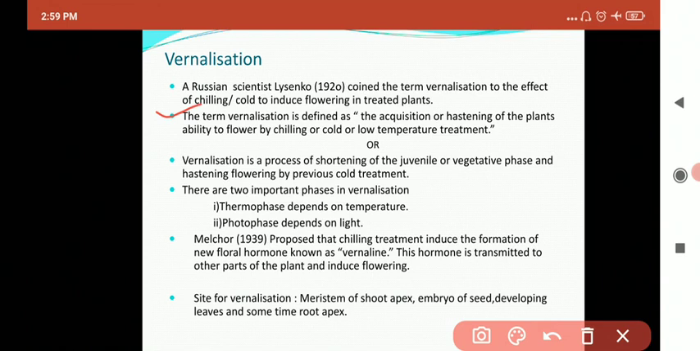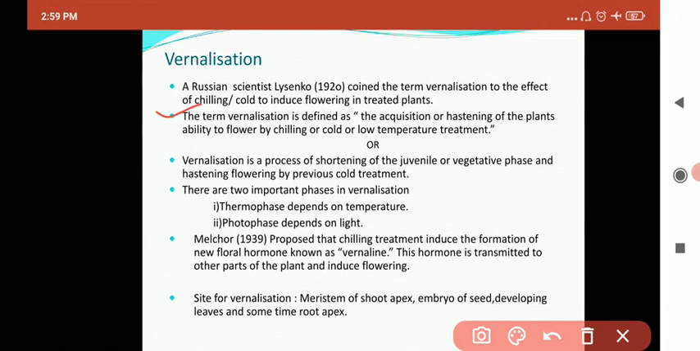By vernalization, the vegetative period is cut short, resulting in early flowering. In brief, vernalization is promoting flowering with cold. Vernalization is not possible in dry seeds. It is an aerobic process requiring metabolic energy, and there are two important phases in vernalization: thermophase, which depends on temperature, and photophase, which depends on light. For flowering to take place, thermophase should be followed by photophase.